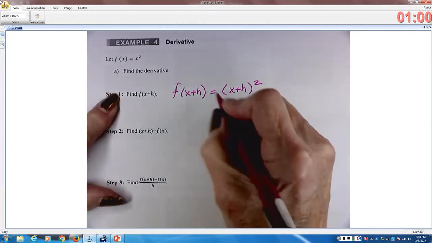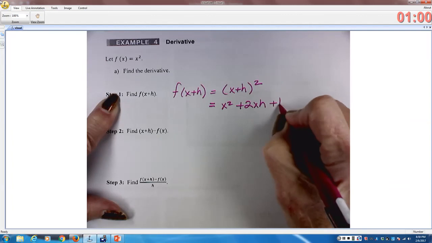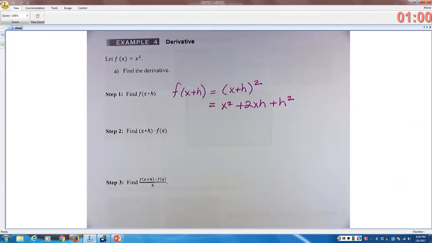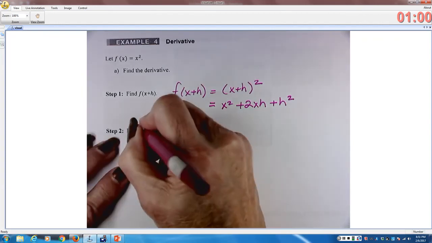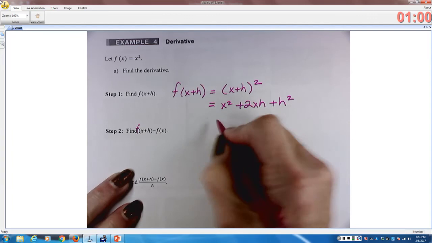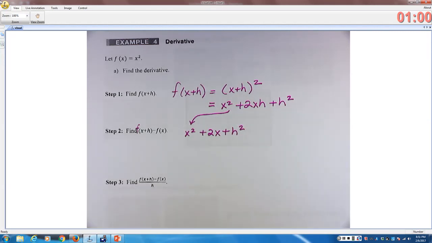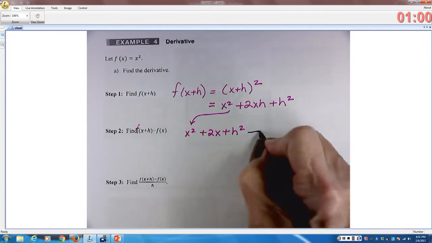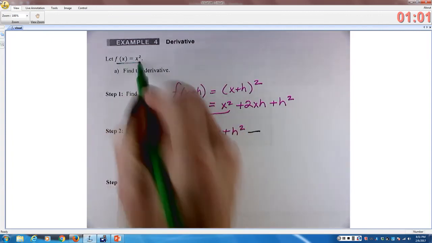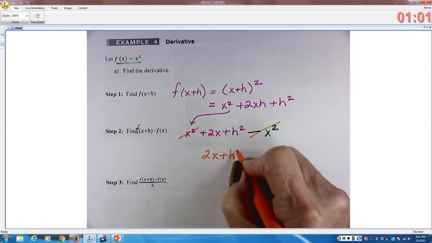If we expand f of x plus h, we get x squared plus 2xh plus h squared. And I've left out the f, but you're supposed to be finding f of x plus h minus f of x in the next step. So the next step, we're going to take the result from the last step, and we're going to subtract f of x, which is what we started out with. And when we simplify that, what happens is the x squareds drop out, and all we have left is 2x plus h squared.